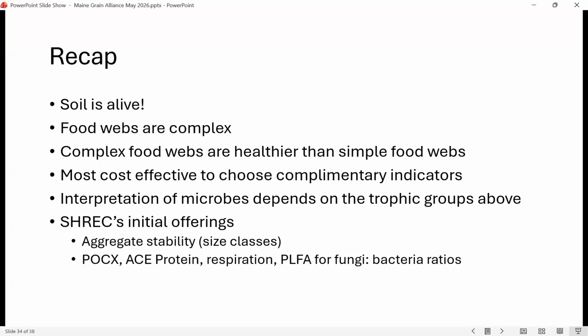And some of the initial offerings that we have in the lab are aggregate stability, active carbon, an organic form of protein, and respiration. We're going to do fungal to bacterial ratios. I think with that, I'm just going to end and turn it over to Q&A.